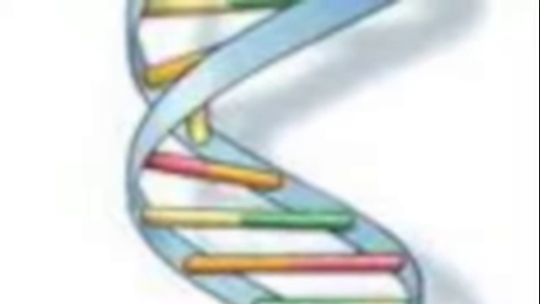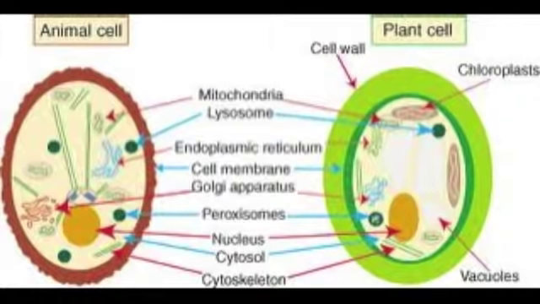We're going to learn about two different kinds of cells. The plant cell and the animal cell. This is an animal cell. This is a plant cell. The difference between an animal cell and a plant cell is that the plant cell has a cell wall, chloroplast, and a vacuole. The animal cell has a nucleolus in its nucleus. The rest is the same.